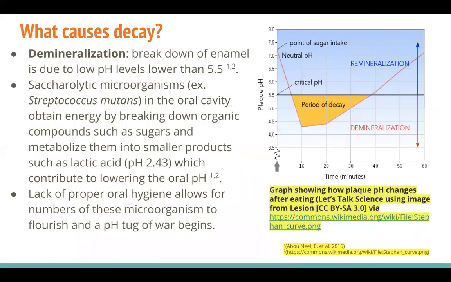So what causes decay? Decay is caused by demineralization, reaching a critical pH level lower than 5.5. This is caused by bacteria breaking down organic compounds such as sugars into acidic compounds such as lactic acid. The lack of proper oral hygiene allows numbers of these microorganisms to flourish.